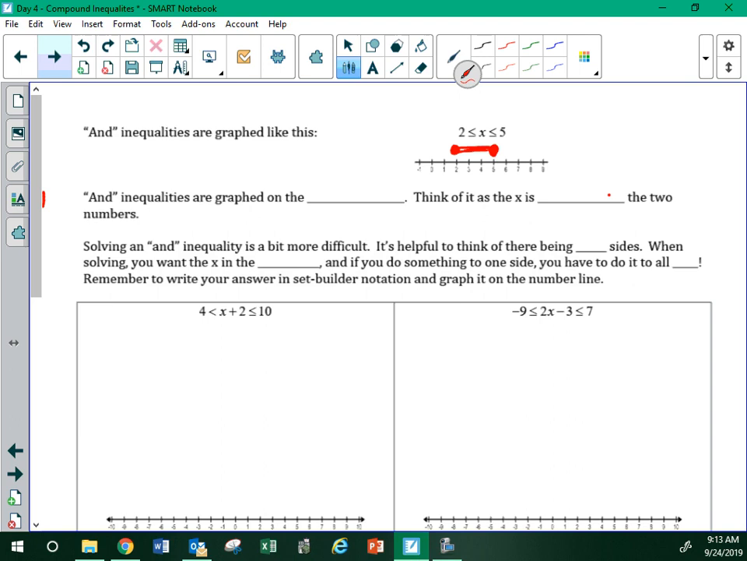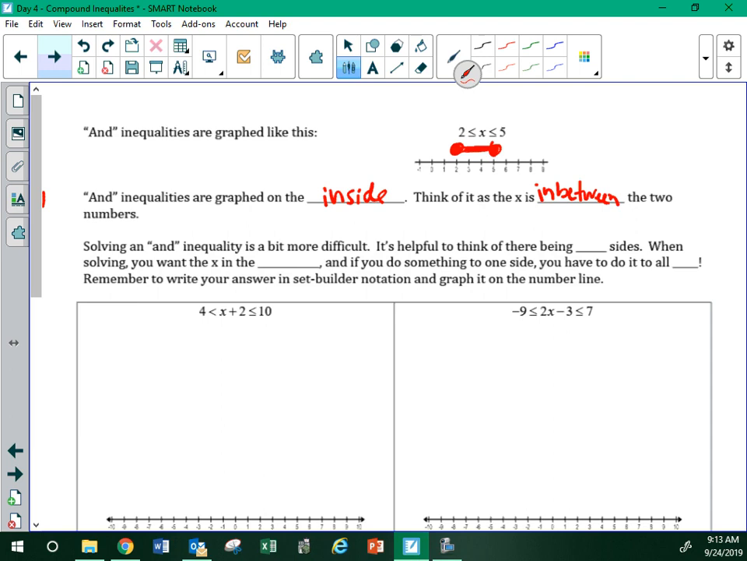Alright, so and inequalities, again, it's going in between. So we just have to draw our circles and then connect them. So and inequalities are graphed on the inside. X is in between the two numbers. So again, we have our circles. We draw those first, and then connect in between.